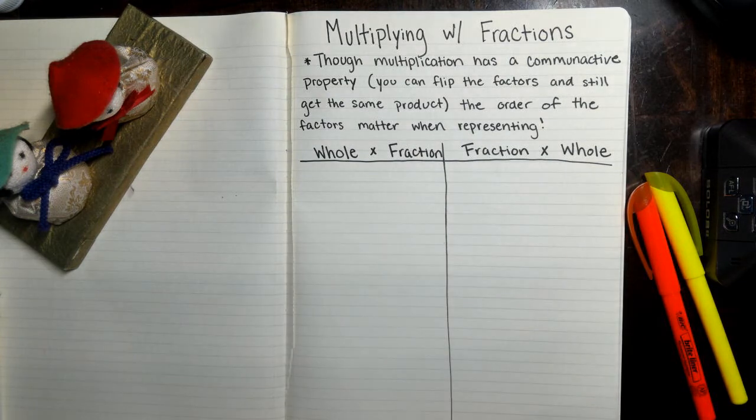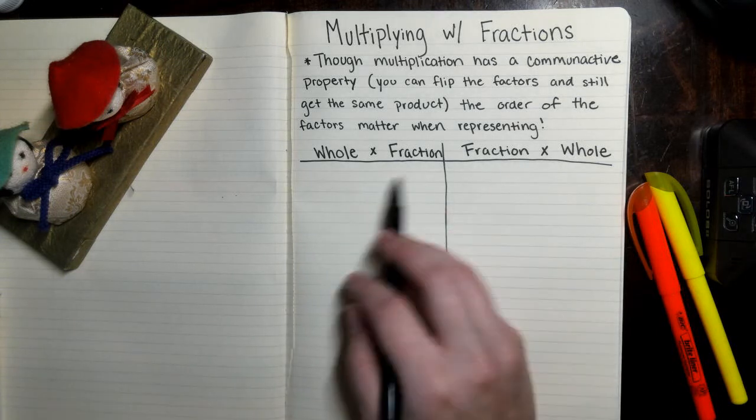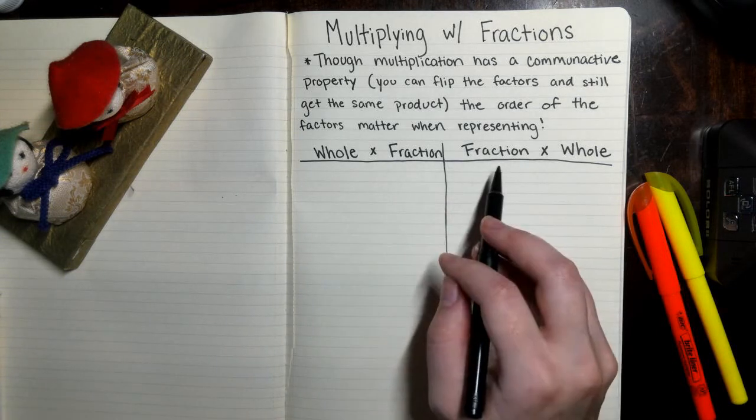We'll start with the whole times fraction. So that means we're going to do a whole number first. Remember, in 5th grade, that's really all we do. We're not going to do fraction times fraction, and we're not going to do like mixed number or anything yet. You will do that more so in 6th and 7th grade, okay? So we just focus on these two types of problems. Whole times fraction, fraction times whole.